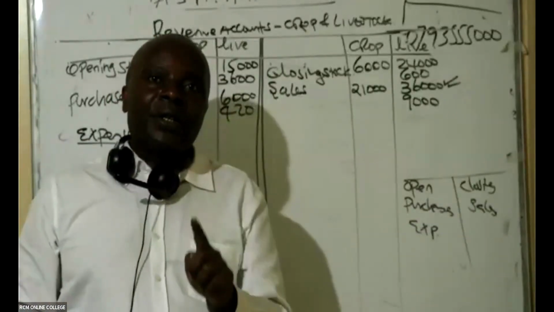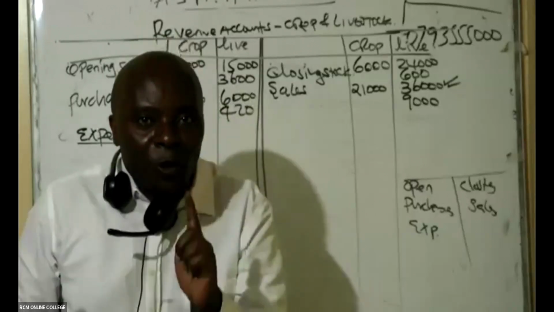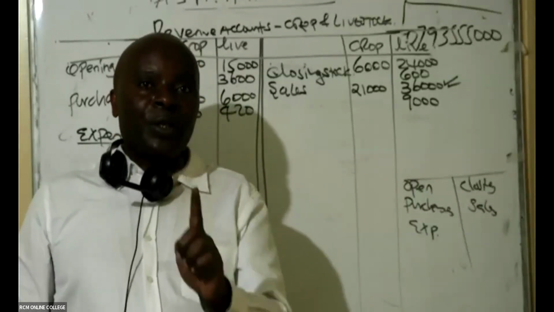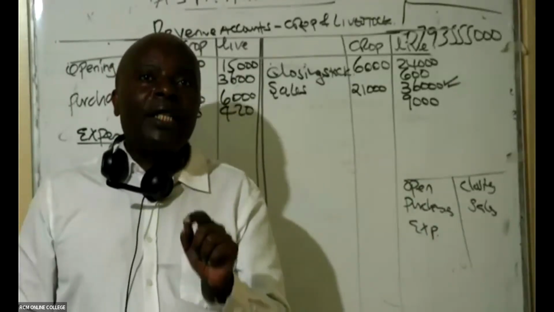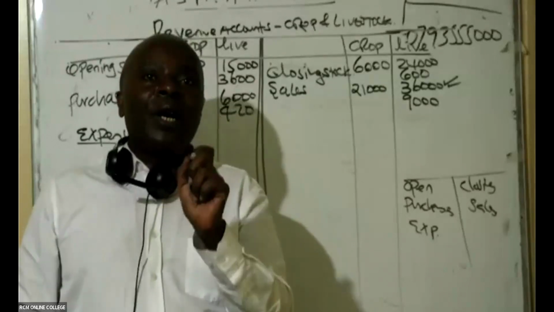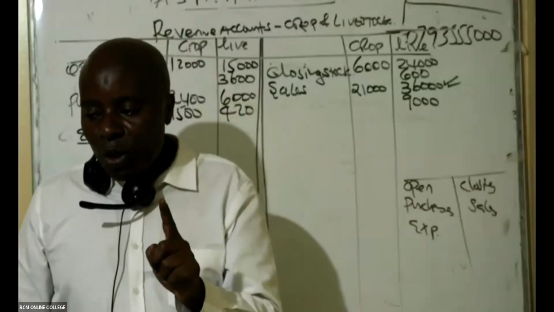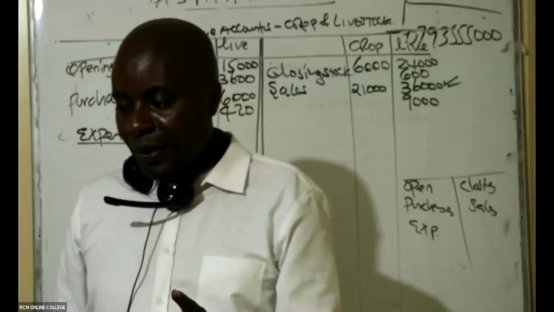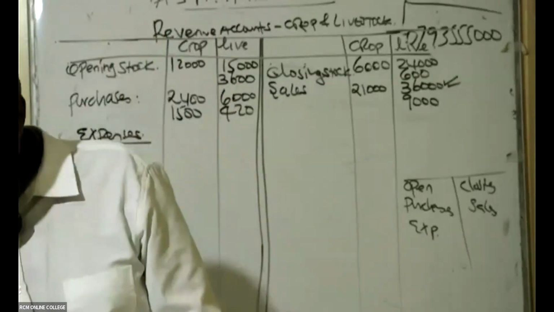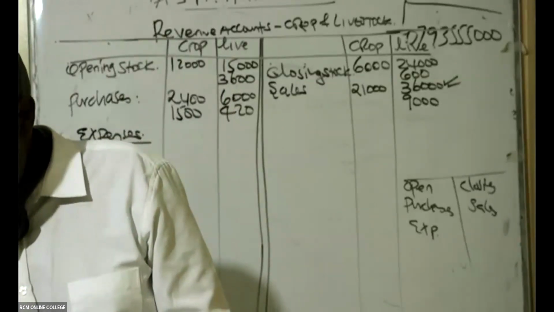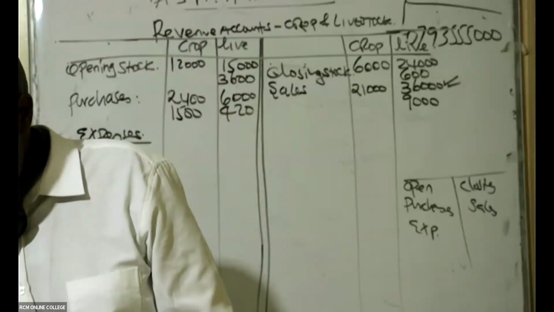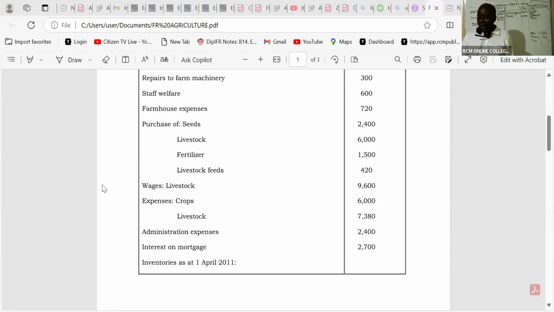I'm repeating here, ladies and gentlemen, whenever it comes to booking expenses, the ones that we shall book are the ones that are direct or specific. Direct or specific here. All right. So now we start, ladies and gentlemen. Now we are looking for our expenses.